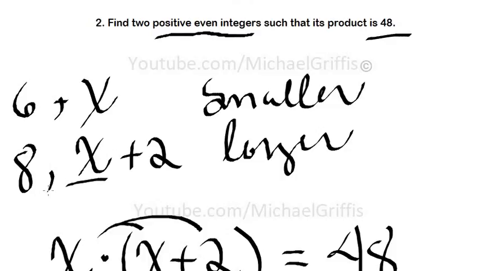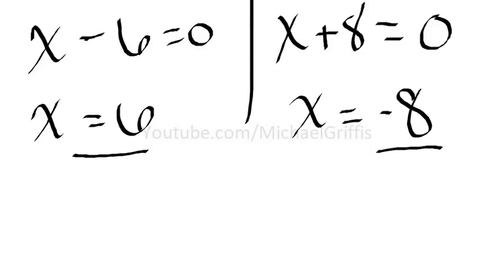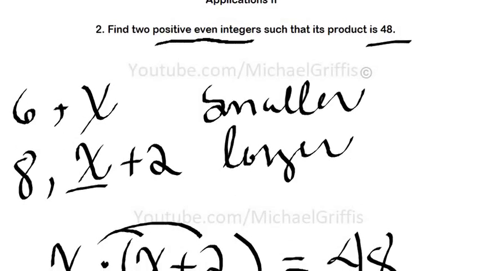So we end up with our first positive integer 6. Then the next one would be 8. If you took their product, we would get 48. So there they are, 6 and 8. Now, here was our other possible solution, but it's a negative, right? It's a negative. And we're looking for 2 positive. Okay? All right.